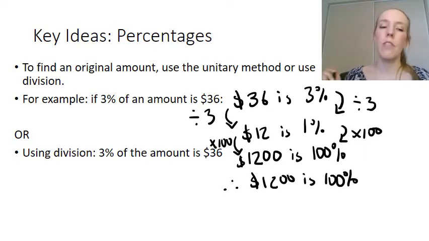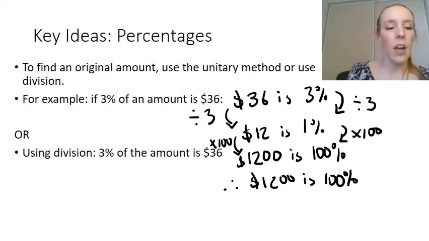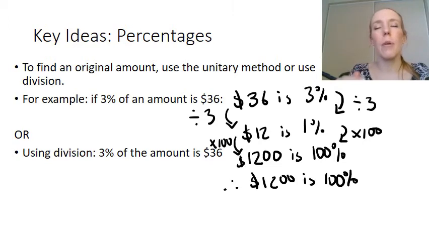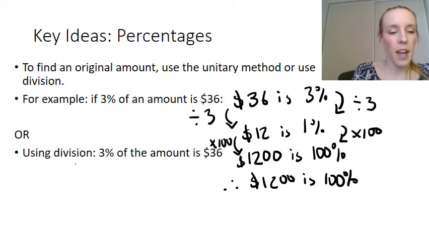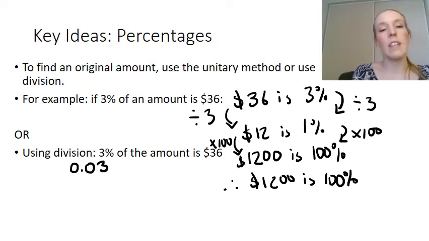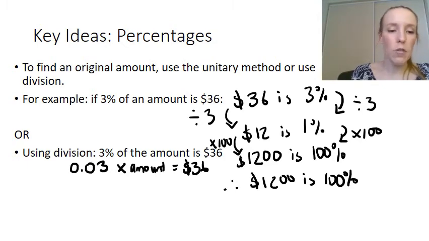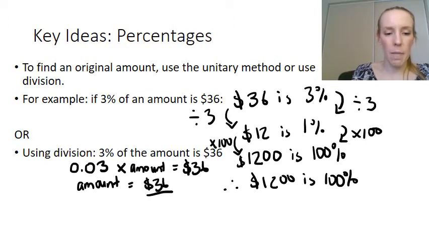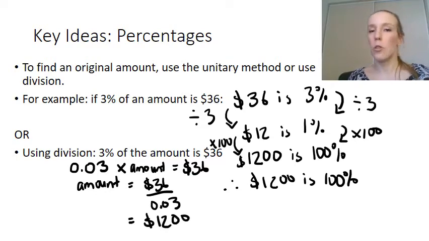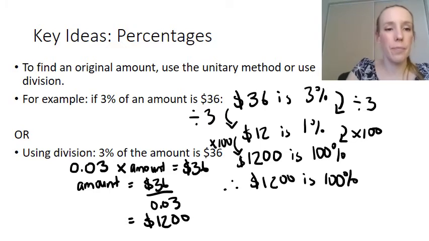The second way is using division. So for instance, 3% of the amount is $36, so what is the full amount? I'm going to write an expression here. This means that 0.03, because that's 3% as a decimal, multiplied by the amount, whatever it is, has to equal $36. So we can rearrange that to find out the amount by itself. The amount will be equal to $36 divided by 0.03. We can put that into our calculator, and we'll get the amount is equal to $1,200. So you can do it either way. It's really up to you.